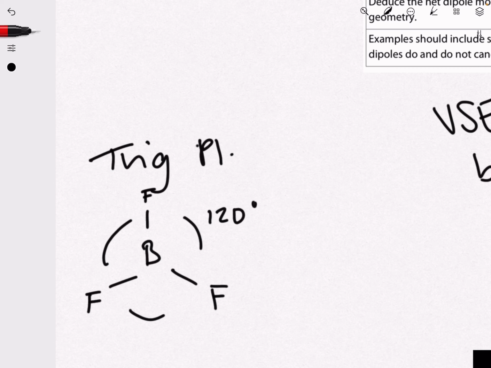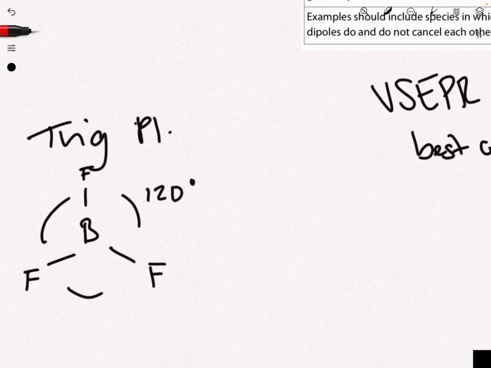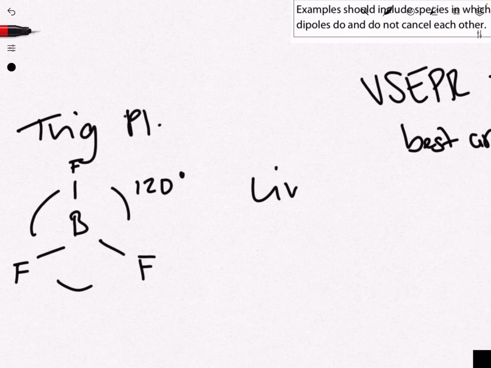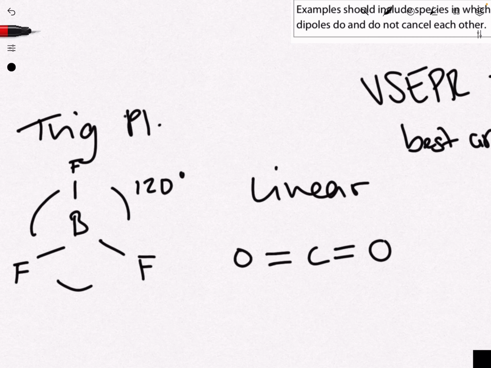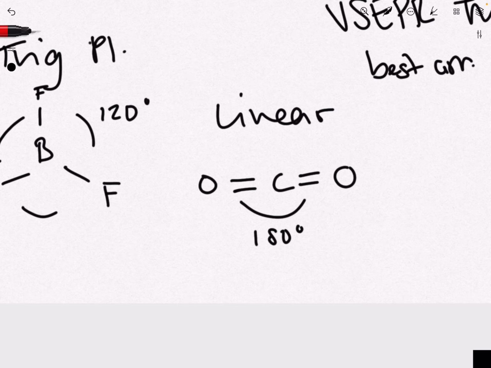Next up, we have a linear structure, which is quite self-explanatory. A nice example would be carbon dioxide, in which a 180-degree bond is present here on both sides.